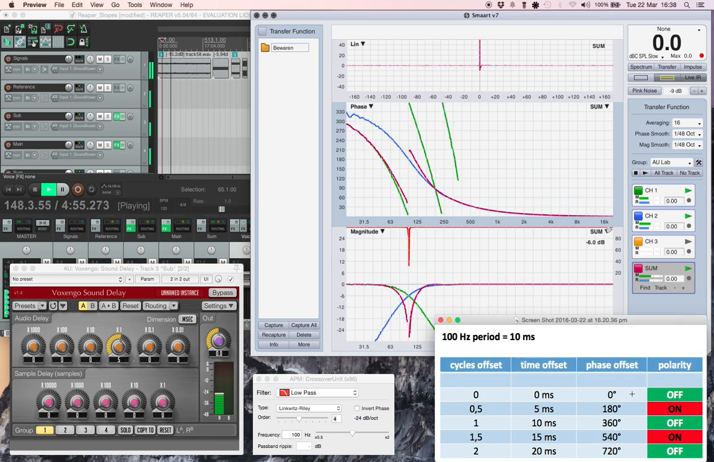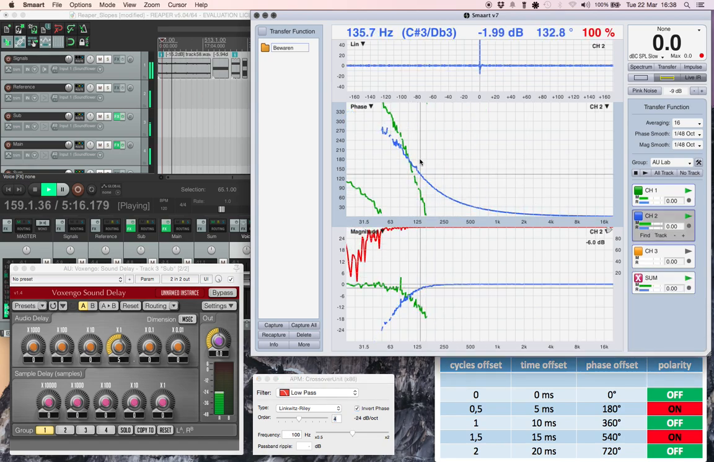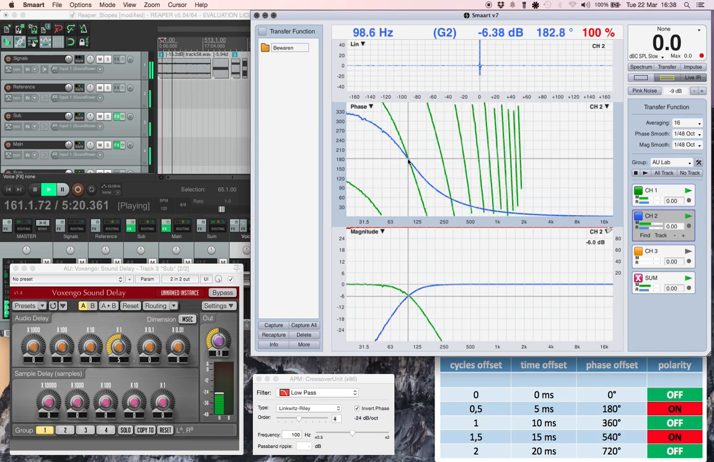However, this is the interesting part: if we flip the polarity of the subwoofer channel, then what was out of phase becomes in phase again. And you can see that we again have summation, even though we are half a cycle or 5 milliseconds apart in time. And this is shown by the intersecting phase traces at 100 Hertz.